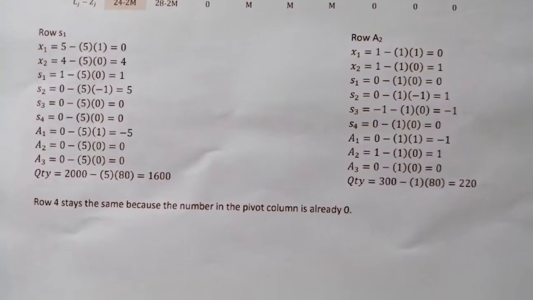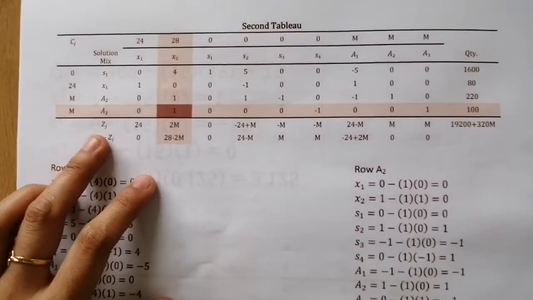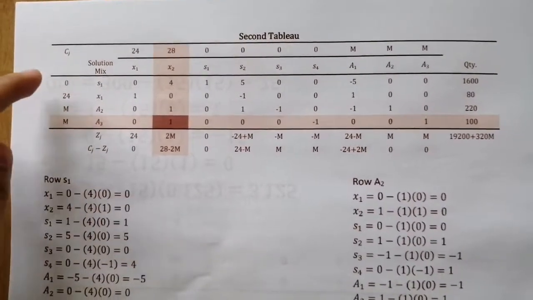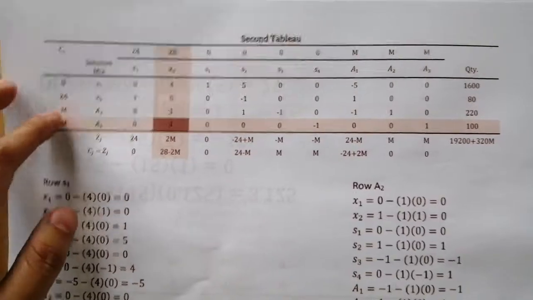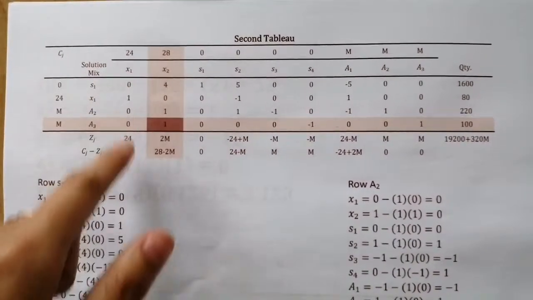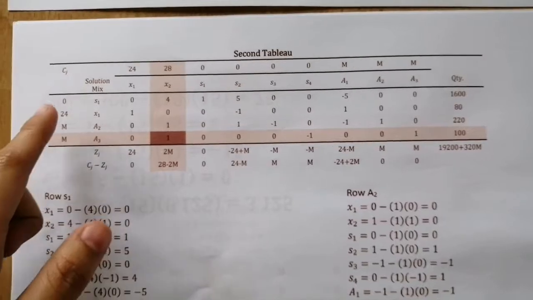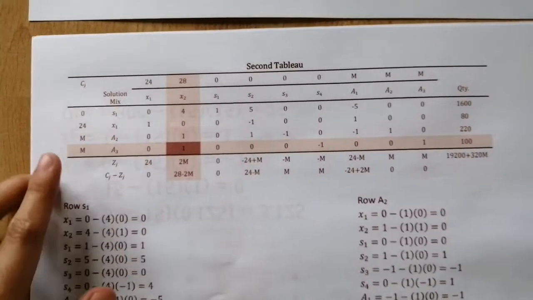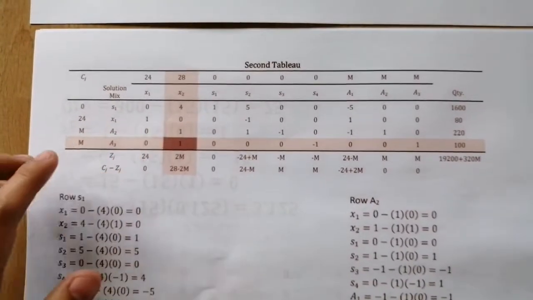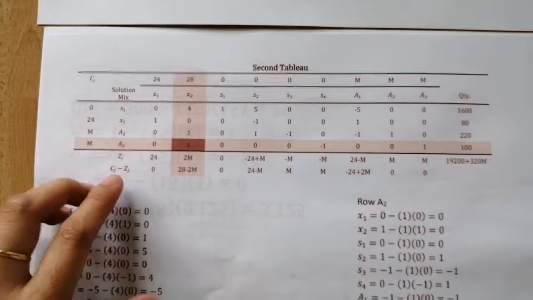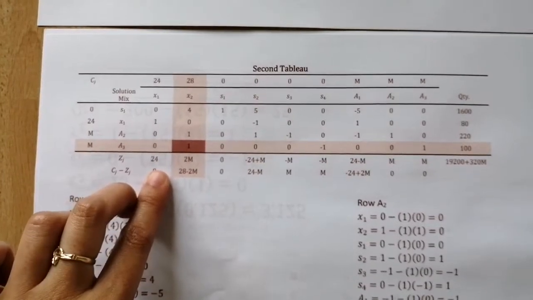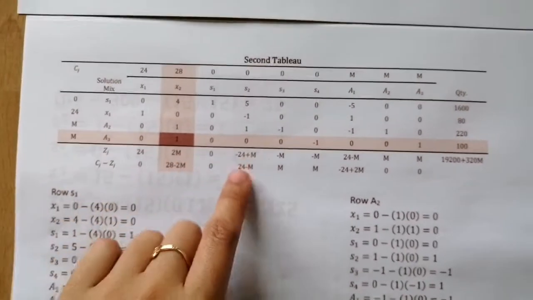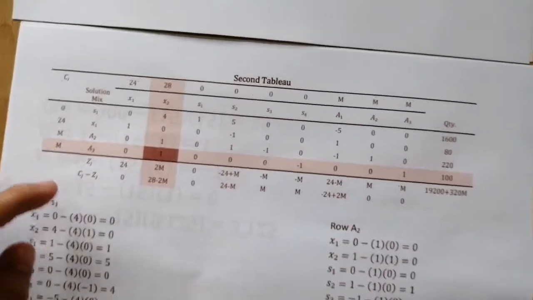So the next step is to find the Zj. In finding the Zj, we just multiply Cj, these values, times the values here. So 0 times 0 plus 24 times 1 plus m times 0 plus m times 0. So we have the Zj of value 24. And same with all the columns. So we have 2m and 24m and so on and so forth.